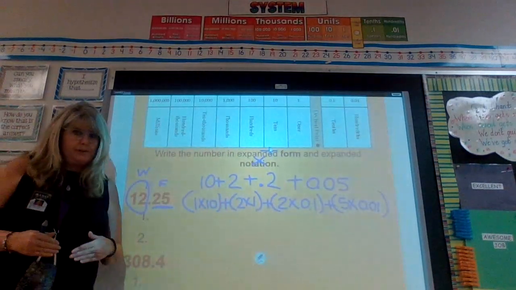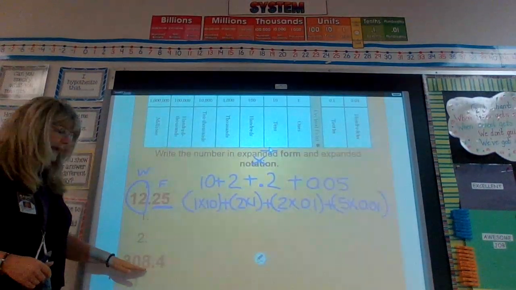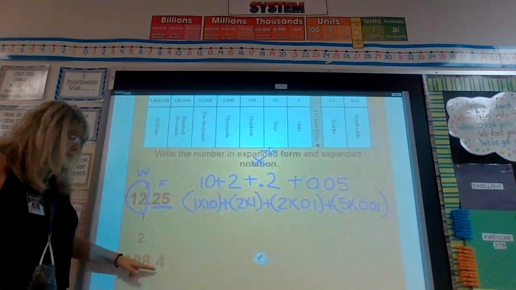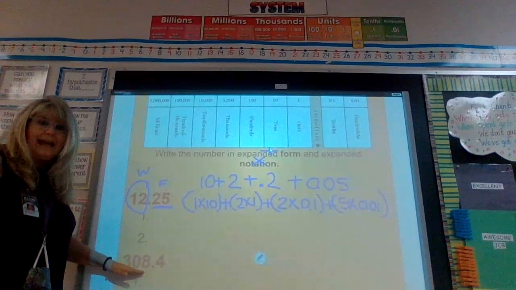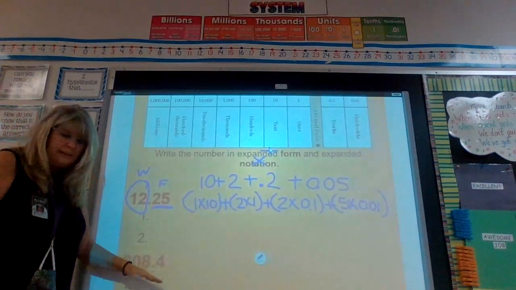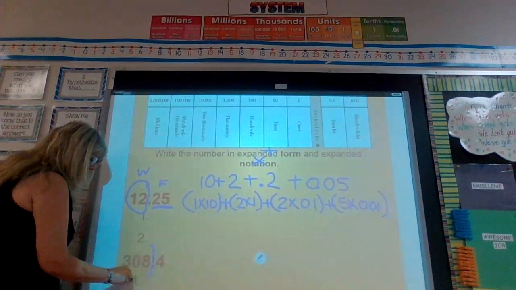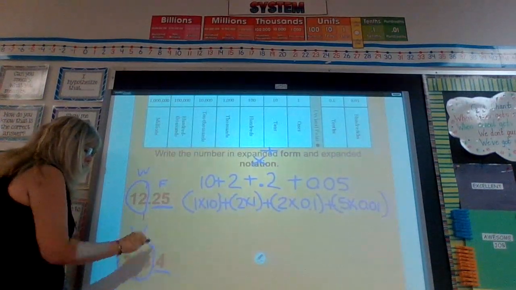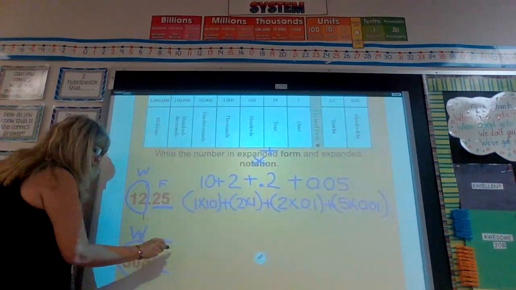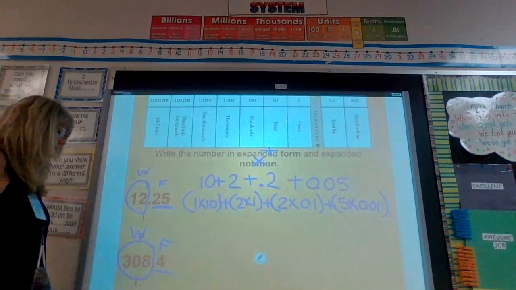Read it first. 308 and that 4 drops into the tenths place. So 308 and 4 tenths. Again, I like to get myself prepared. There's my whole number. There's my fractional part. Now I'm ready to go.